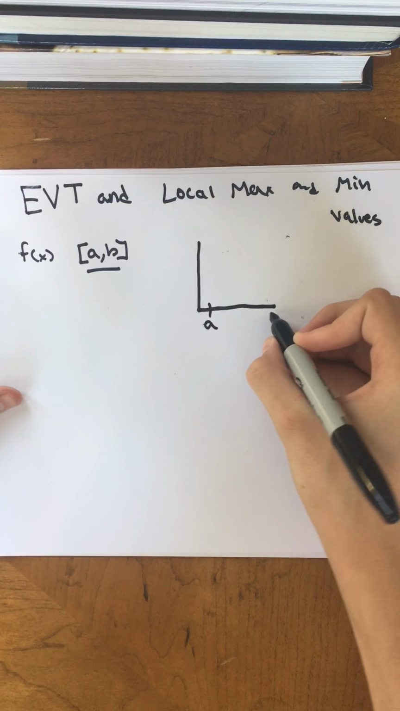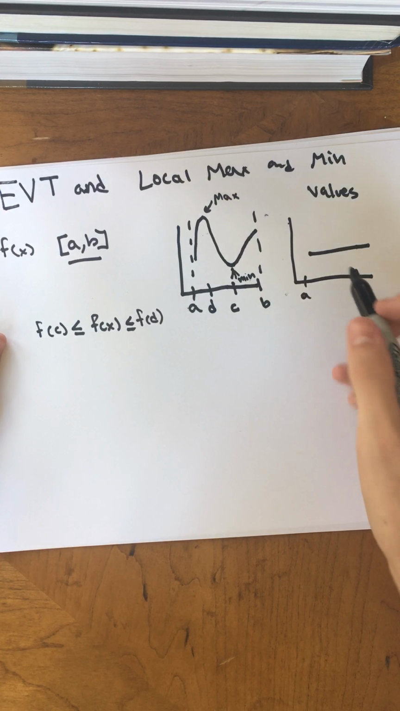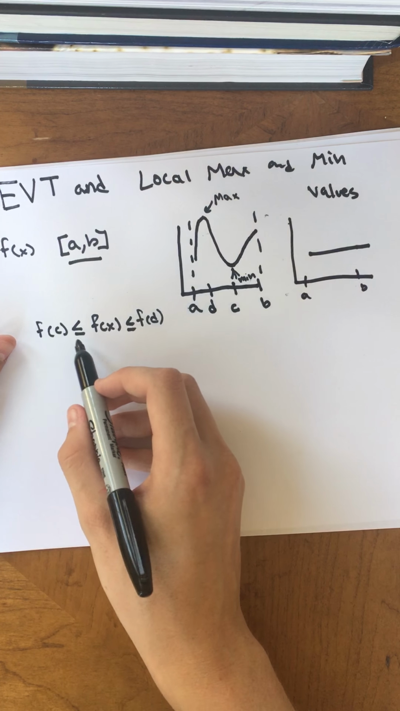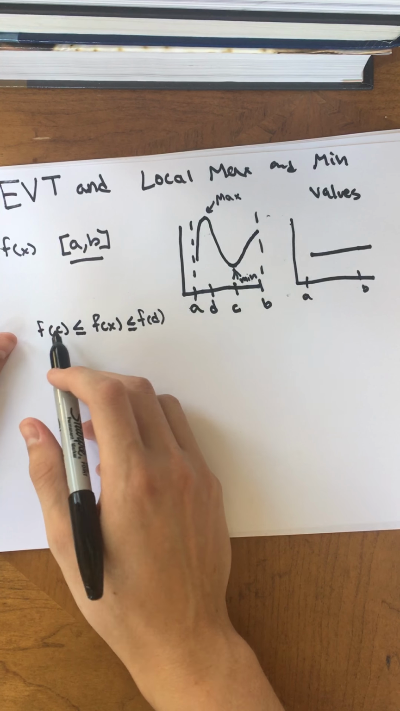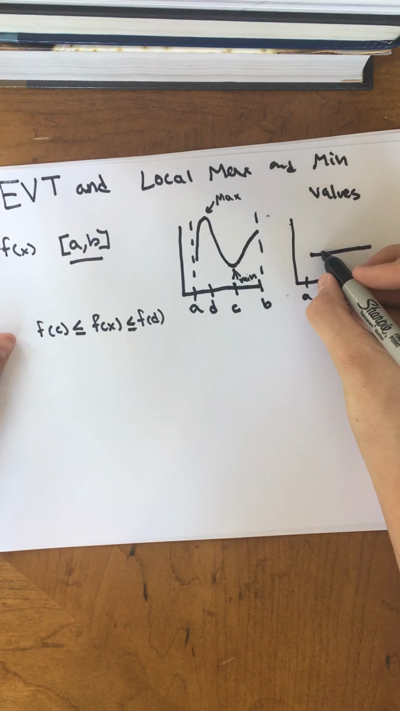So it'll be the same a to b if it was a flat line. So if it's a flat line, then basically the max or min can be taken at any point on this line. And you can see that it's going to be equal to this value f of c and this value f of d, which could be on any point of this line. It could be anywhere in between the interval.